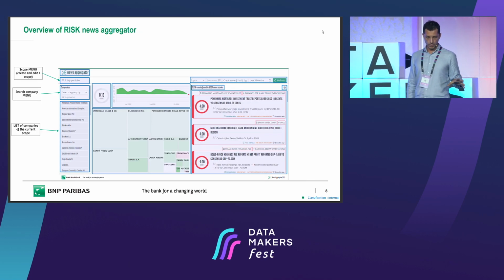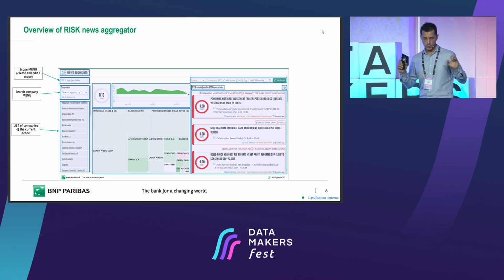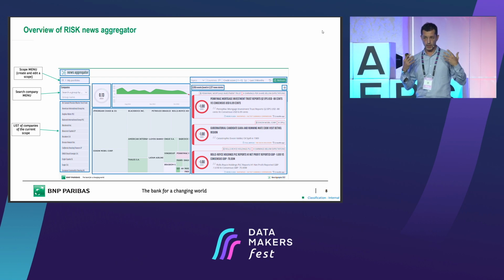So this is how it looks. The idea is really you open the tool and you have everything already available for yourself. On the left panel, you will have the companies set up for the credit officer, so basically everything that is in his portfolio.